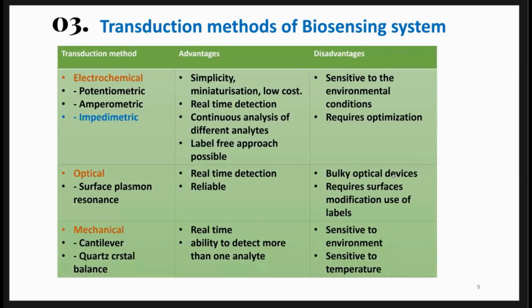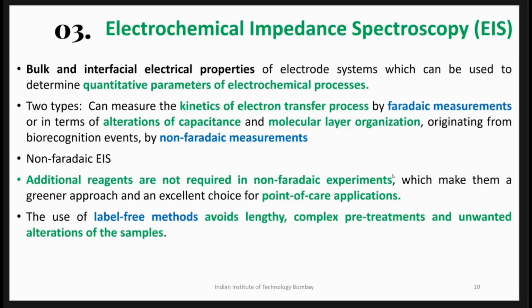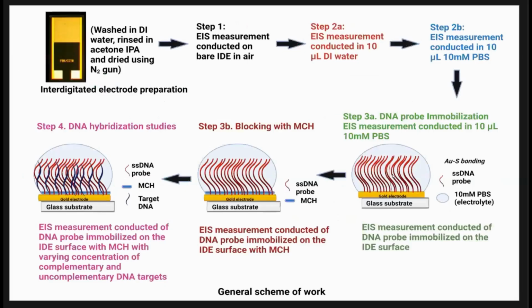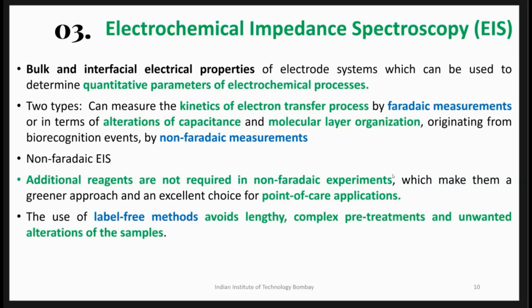Various transduction platforms can be exploited to detect this recognition phenomenon. I would be talking about an electrochemical platform, which is an impedance-based spectroscopic measurement for the detection of DNA hybridization. Electrochemical impedance spectroscopy can be of two types, faradaic and non-faradaic. The advantage of using a non-faradaic approach is that you're not going to use any redox labels. It makes it much easier, and you can perform your measurements in just buffer and capture the hybridization which occurs on the electrode surface.